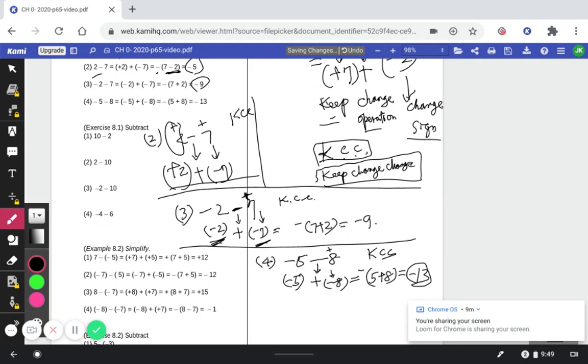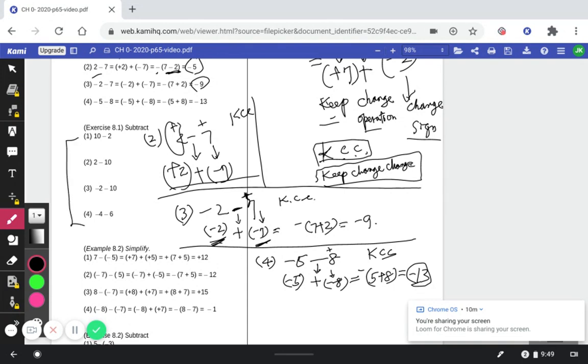Okay, that's good. So what are we doing? We are converting every minus or subtraction of two numbers into addition. Why? So we can use addition rules. What was the addition rule? Same sign you add, different sign you subtract, and keep the sign of the bigger number. Yes, that was the addition rule.